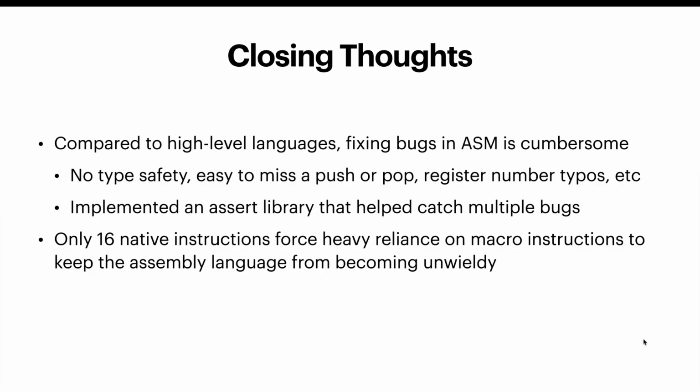Compared to high-level languages, fixing bugs in ASM is cumbersome. There's no type safety, easy to miss a push or pop, register number typos, and other minor issues which are not because of the lack of type safety. One thing that helped was I implemented an assertion library that helped catch multiple bugs. So I would highly recommend having some way to check if your assumptions are correct.